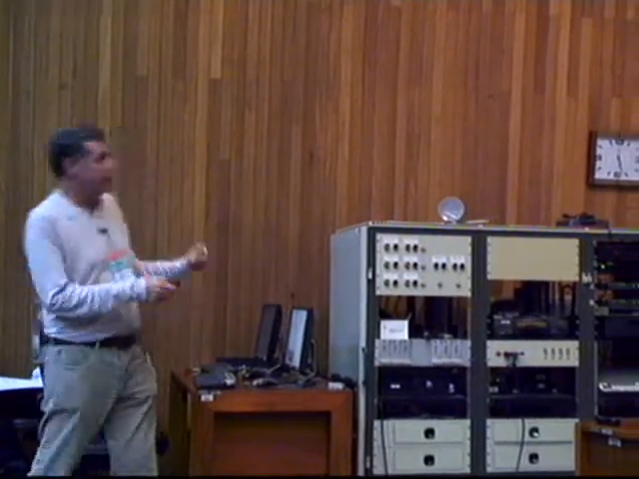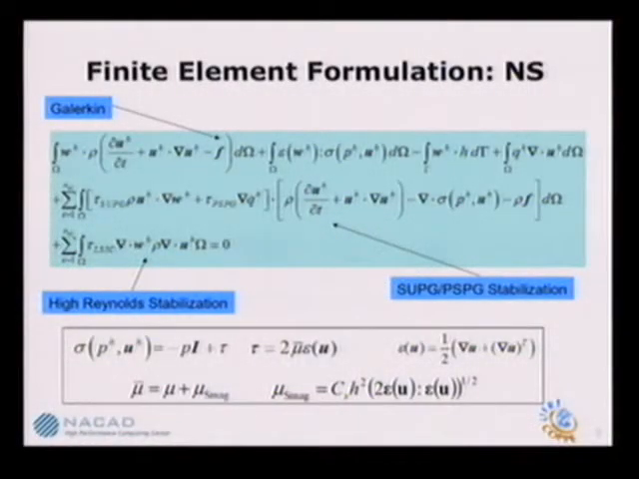Now we use finite elements. Finite elements are unstructured grid methods, and there's a particular form for the finite element formulation, which is stabilization. This is the Galerkin part, and we add several stabilization terms. What is interesting here is that stabilization for finite elements has been around for a while.